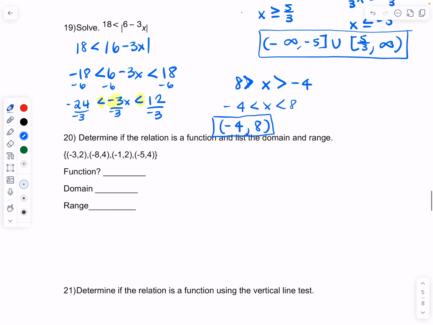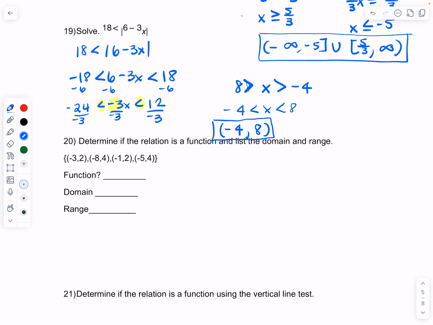I'm going to go ahead and do 20. Determine if a relation is a function and list the domain and range. So to check to see if a relation is a function, you have to check your x values. So I'm looking through my x values, and they are all different. There's no repetition. So it is a function. So the answer is yes.